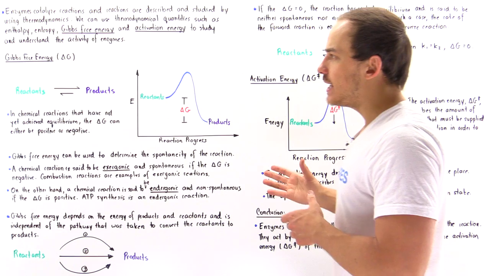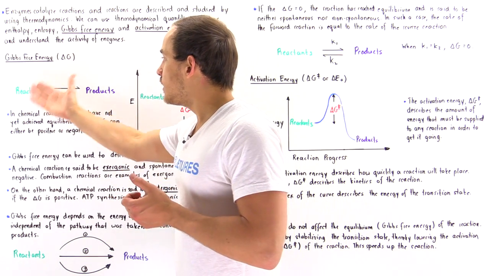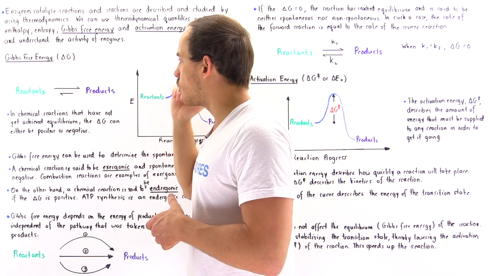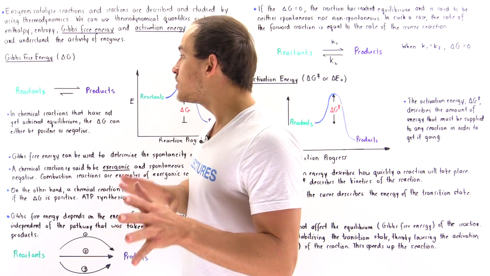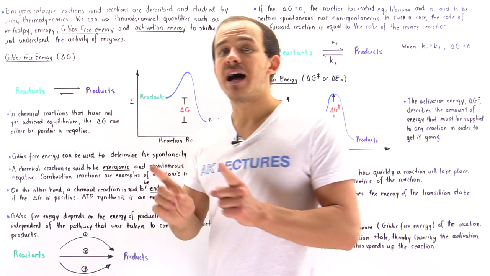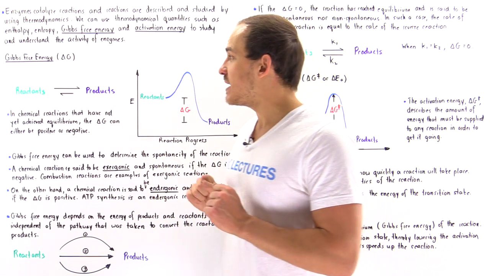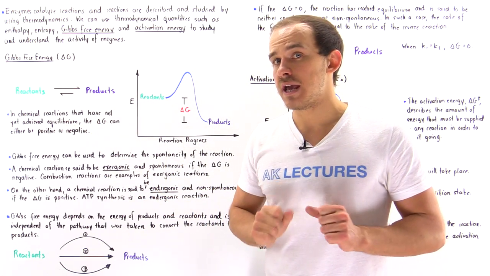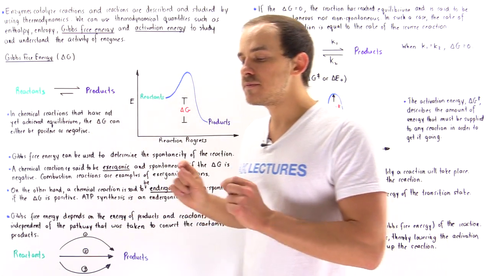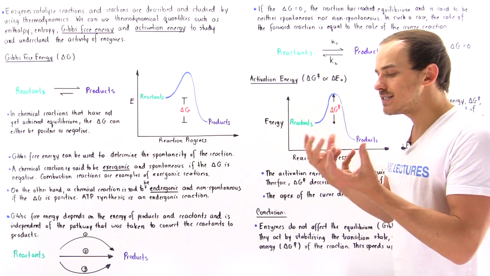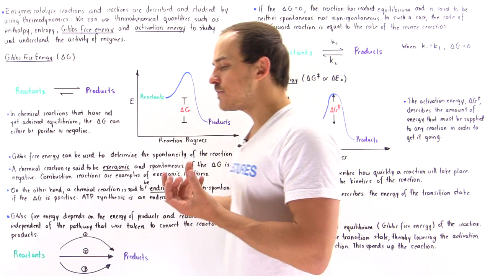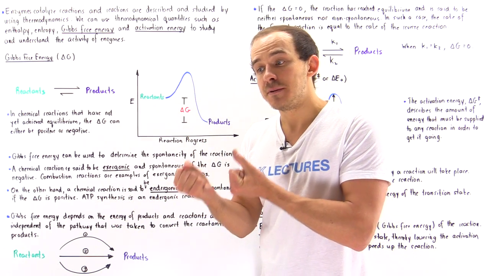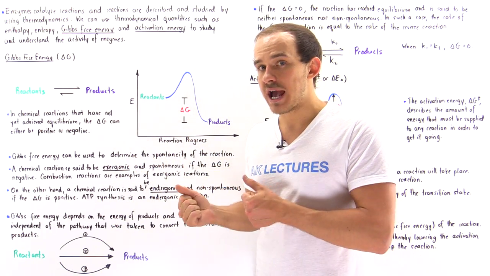So let's begin by supposing that we have the following hypothetical reaction. So we have reactants being transformed into products. Now we're going to assume that the reaction has not reached equilibrium. And what that basically means is the reaction can either have a negative Gibbs free energy or a positive Gibbs free energy. So what is Gibbs free energy? Well, the Gibbs free energy, loosely speaking, describes how much energy can be used in that chemical reaction.